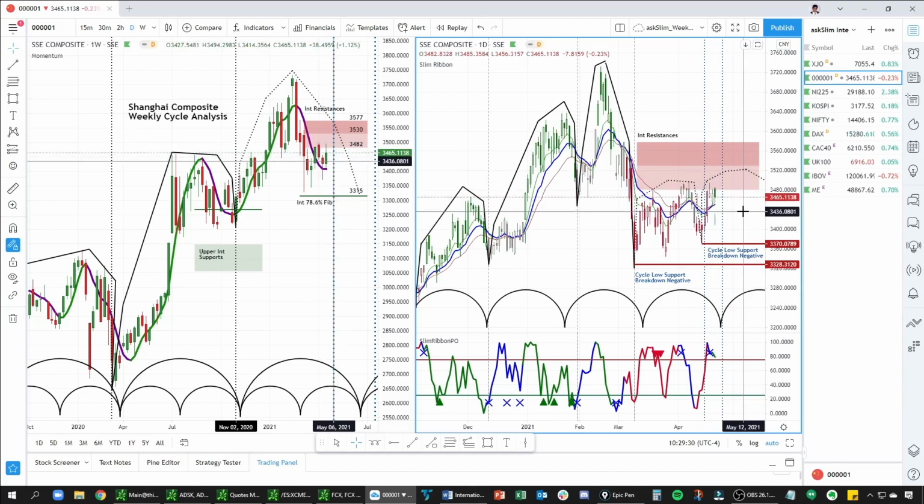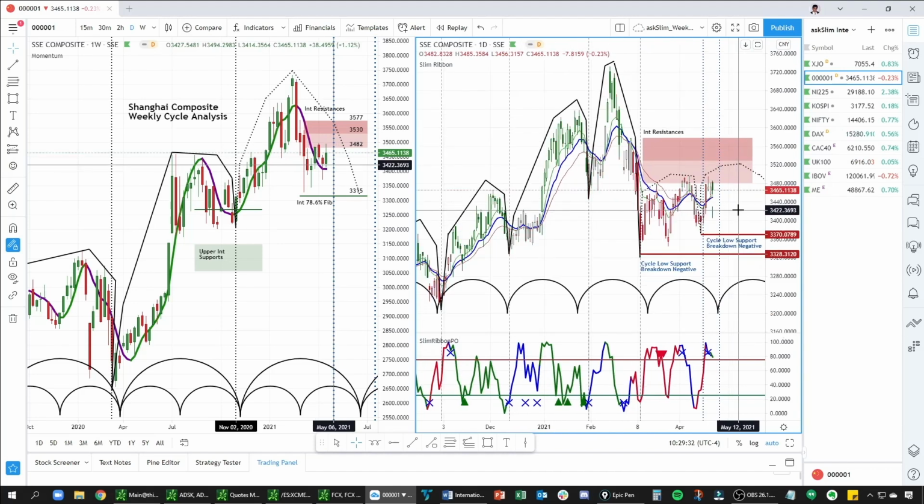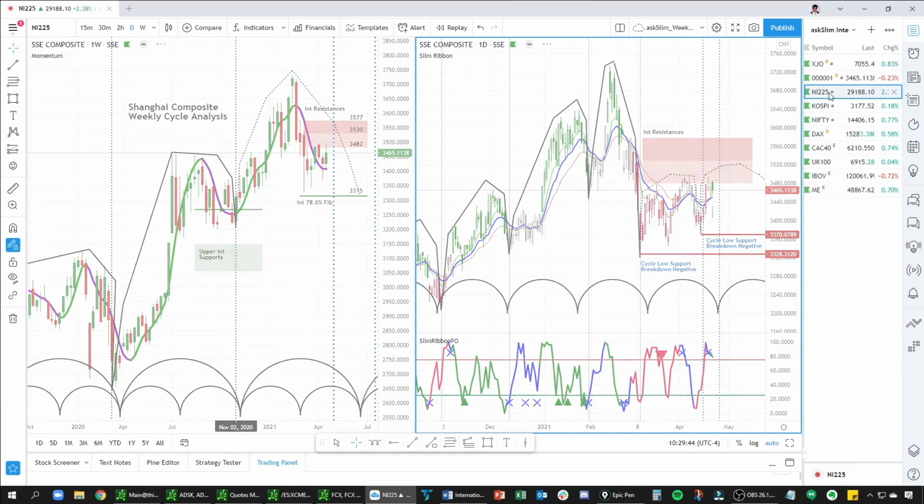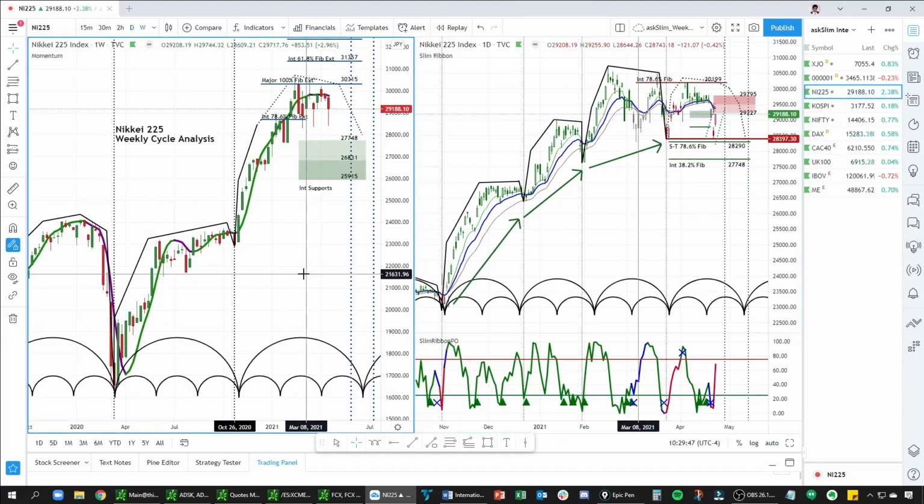So there isn't a whole lot going on at the moment in the Shanghai, but we are looking for a high to form around this early to mid-May time frame. So let's go ahead and look at the next one. We will look at the Nikkei. So this is the Nikkei.